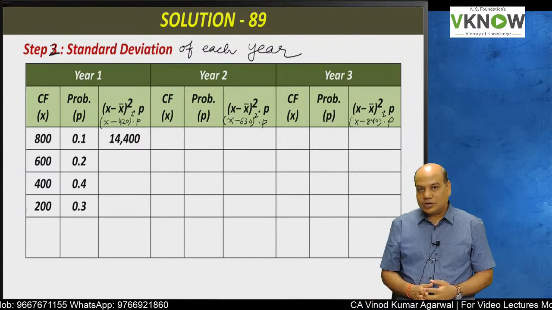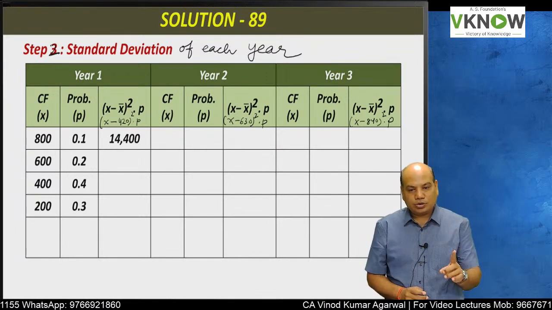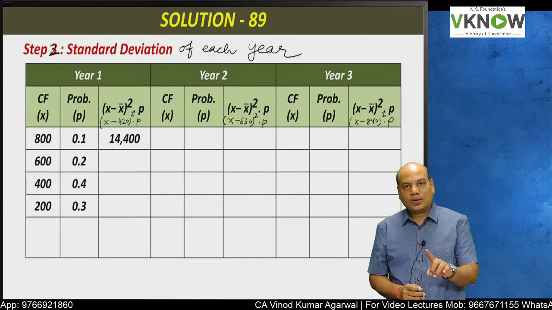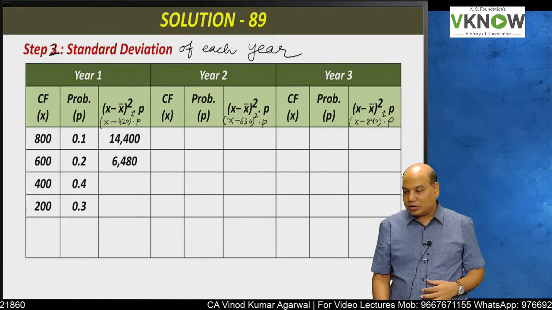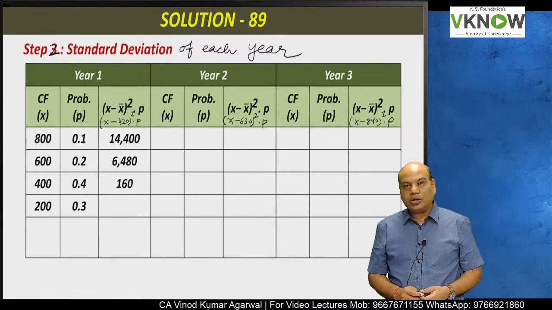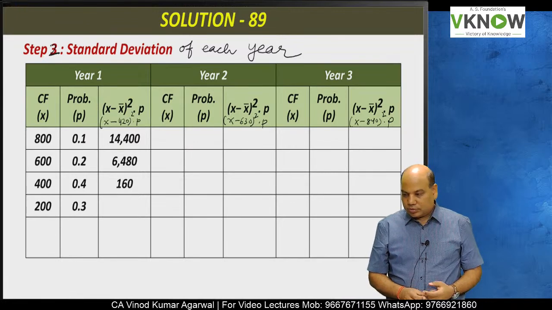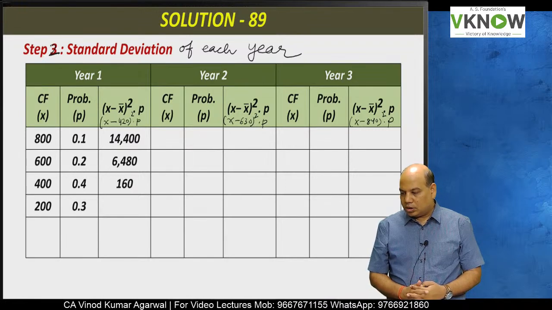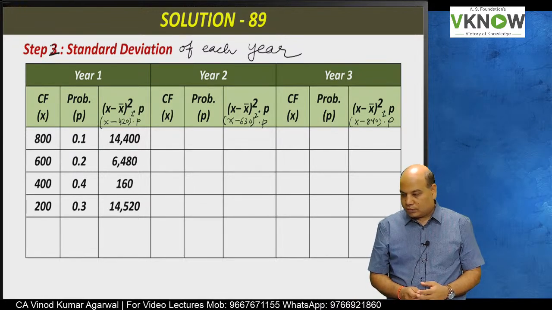14400. Next year, 600 minus 420, into, equal to, into 0.2, equal to, memory plus. Learn to use the calculator. 6480. Next year, 400 minus 420 square into 0.4, 160. Next year, 200 minus 420 square into 0.3, equal to, memory plus, 14520.